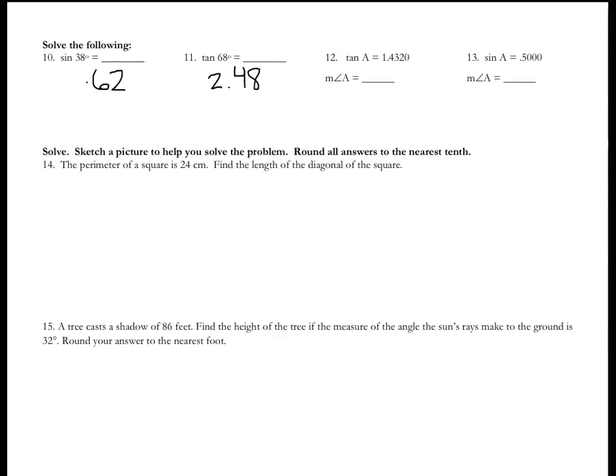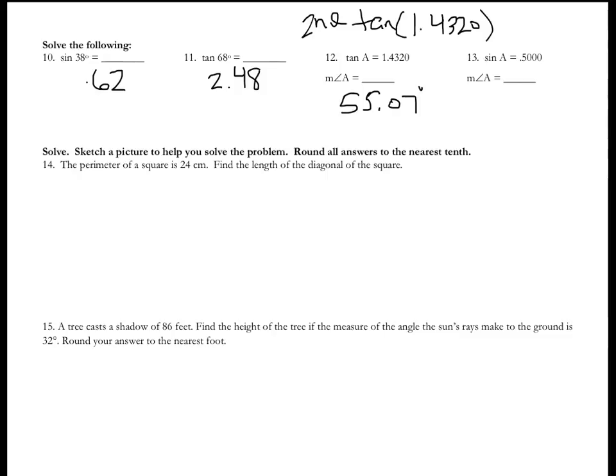Okay, question 12 and question 13, we're looking for an angle. Remember, when we look for an angle, we have to use inverse trig functions. So if it's tangent of A, I need to use inverse tangent, or on your calculator, second tan, of this number, 1.4320. So inverse tan, 1.4320, hit enter. It's going to be approximately 55.07, so that angle is 55 degrees, 0.07.